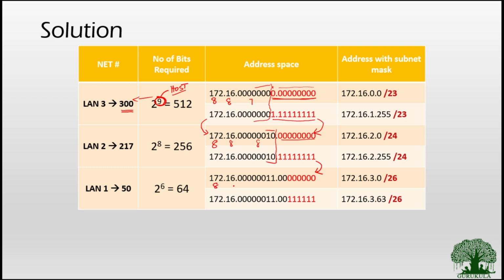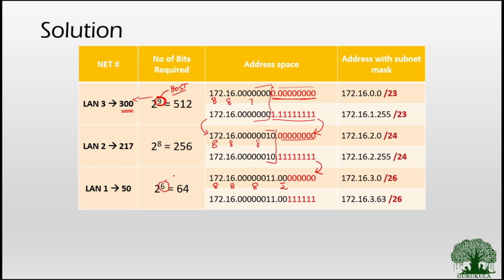Converting that into decimal, you will get 172.16.3.0/26. So how is it 26? I'm using 8 bits, even here I have 8, and I'm using 2 more bits from this particular part. So 3 8s are 24, and here it is again 2. So 24 plus 2 gives you 26 bits used for representing the network part.